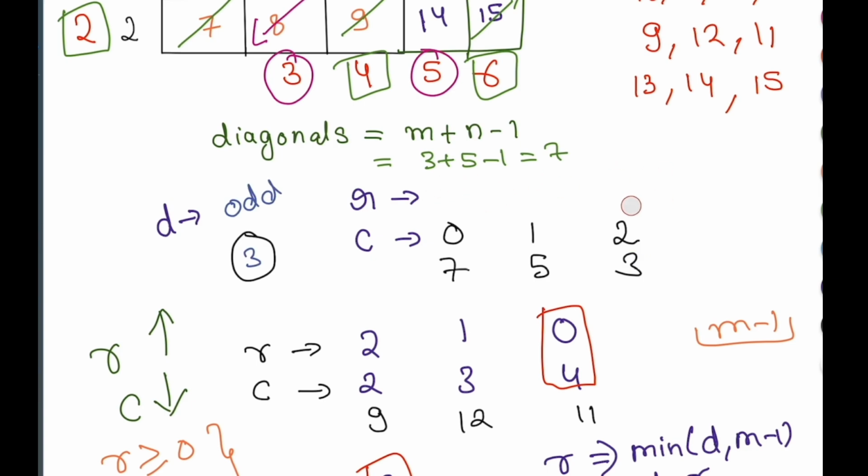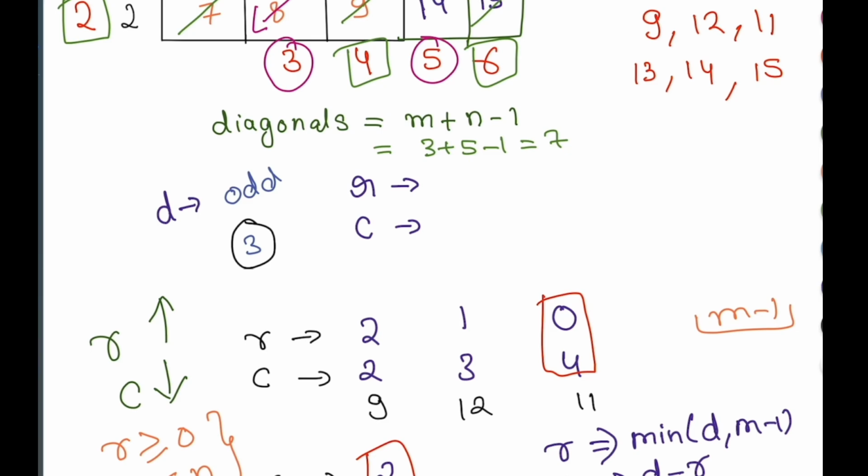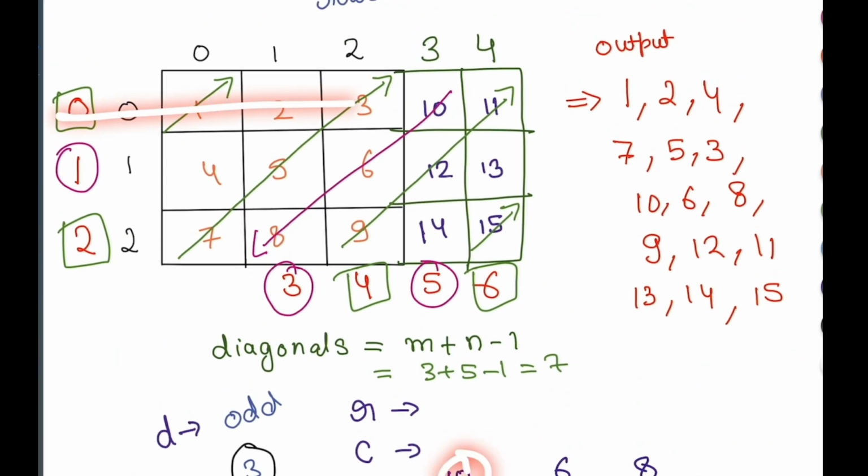Now let me just do one thing. Let me delete this element. When we are traversing in the downward side, we will go through 10, then 6, then 8, right? So our outputs are going to be 10, 6, 8. 10 is basically the row number 0, column number 3.